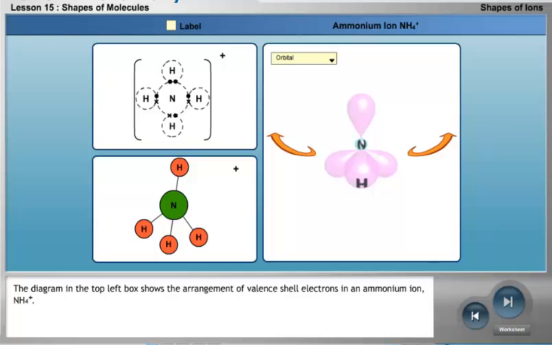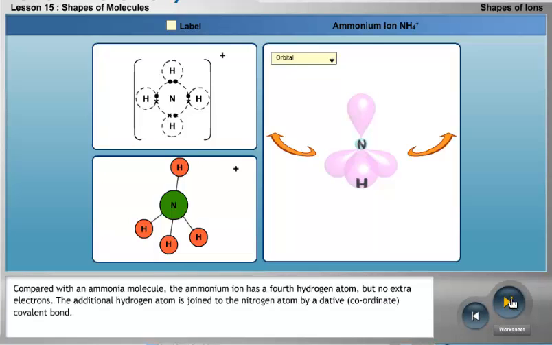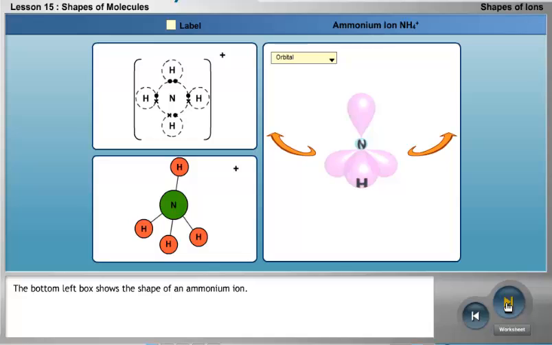The diagram in the top left box shows the arrangement of valence shell electrons in an ammonium ion, NH4+. Compared with an ammonia molecule, the ammonium ion has a fourth hydrogen atom, but no extra electrons. The additional hydrogen atom is joined to the nitrogen atom by a dative, coordinate, covalent bond. The bottom left box shows the shape of an ammonium ion.